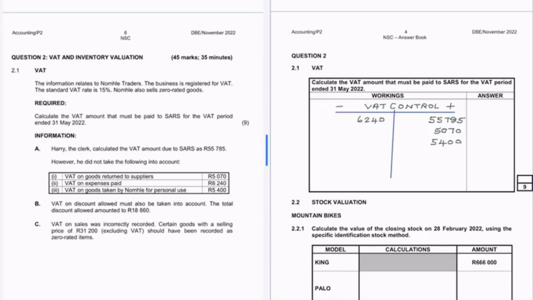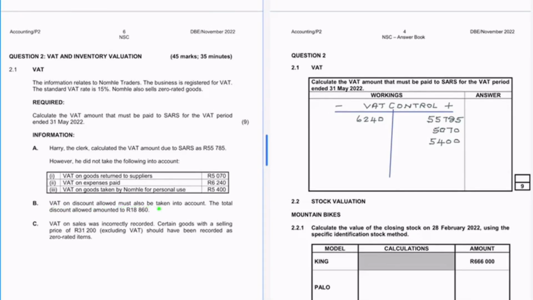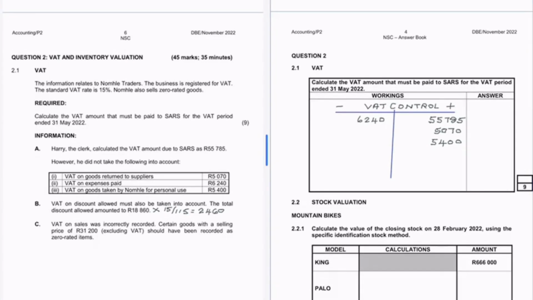Right, moving on to B, VAT on discount allowed must also be taken into account. The total discount allowed amounted to 18,860 Rand. Now that figure of 18,860 Rand is inclusive of VAT. So our first step will be to calculate the VAT amount that is included in that discount allowed figure. So we're going to multiply by 15, divided by 115, and the amount is 2,460 Rand.